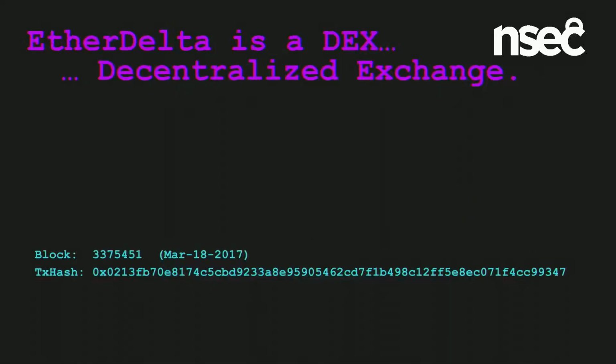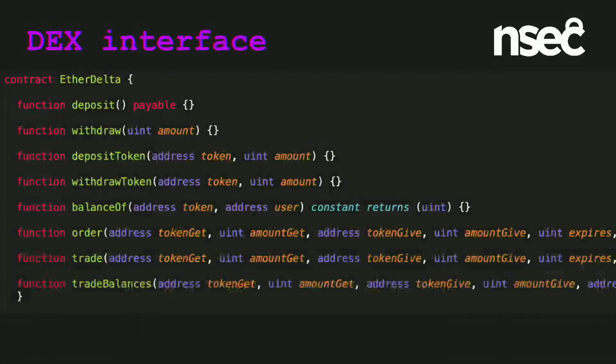So Ether Delta is a DEX, decentralized exchange. It's sort of like Coinbase or Poloniex or these exchanges that you know. But it's encoded in a contract, and so it has these typical exchange-like functions, like you can deposit, withdraw, check your balance, submit an order, or trade.